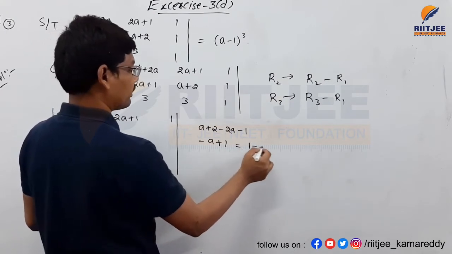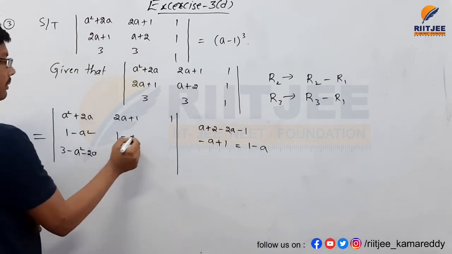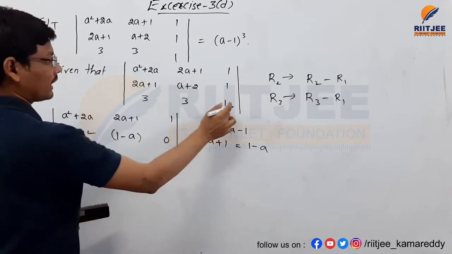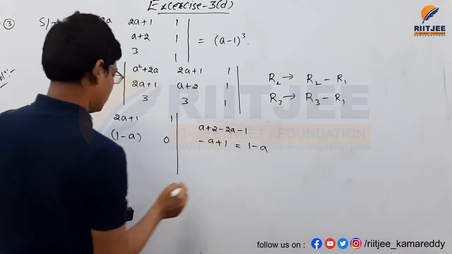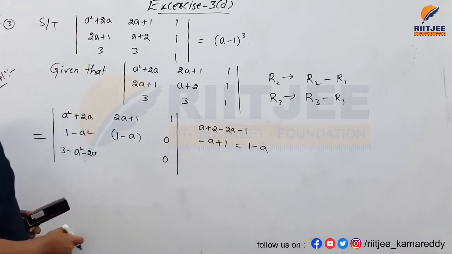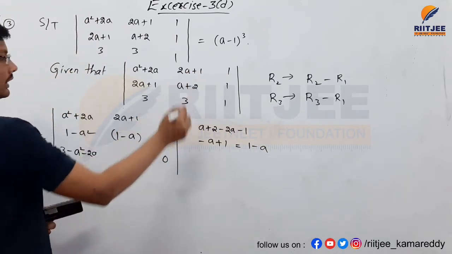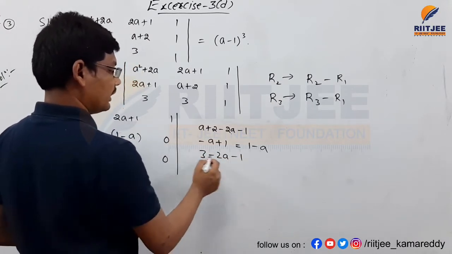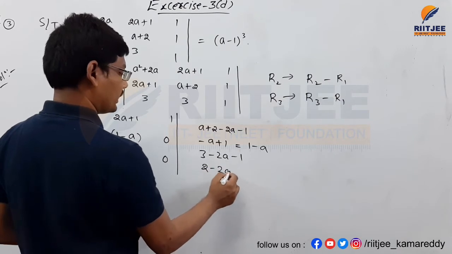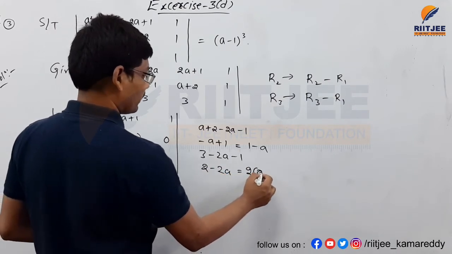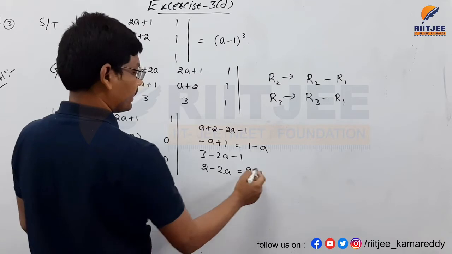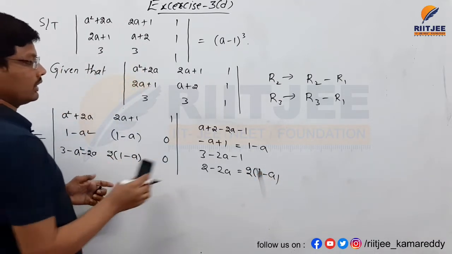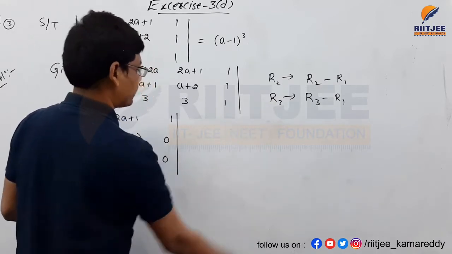So I can write 1 minus a, this is 1 minus a, and 1 minus 1 becomes 0 here, and again 1 minus 1 becomes 0, R3 minus R1, this is also 0 here. And finally 3 minus of 2a minus 1, that is nothing but 3 minus, is nothing but 2, 2 minus 2a, that is nothing but, you can write 2 of 1 minus a. So I am writing 2 of 1 minus a here, and this is the final conversion here.